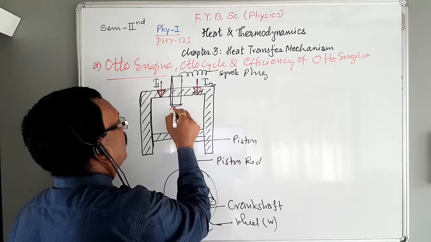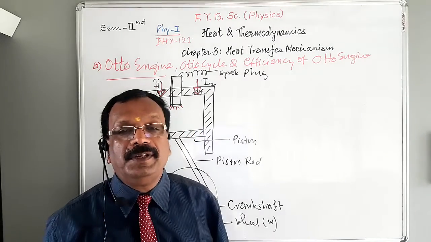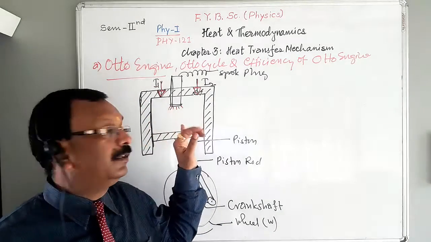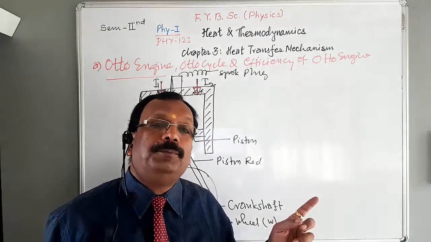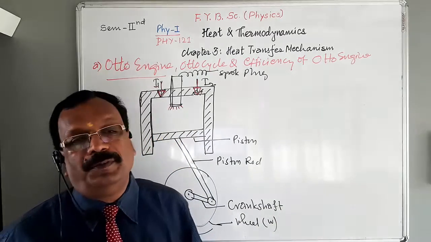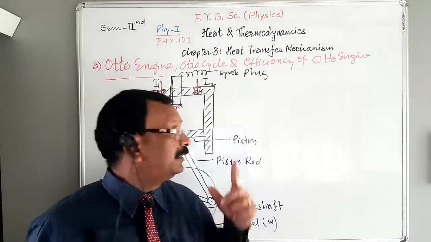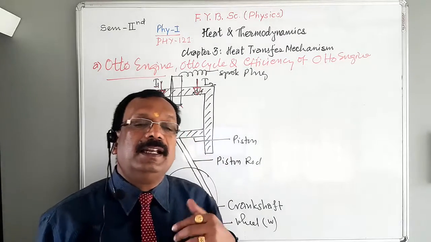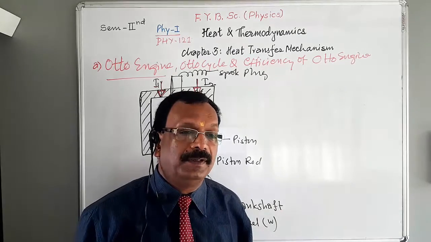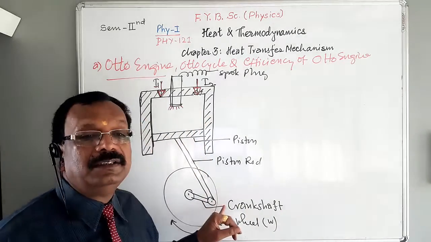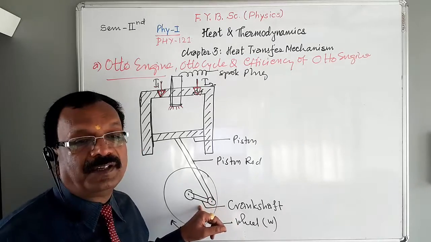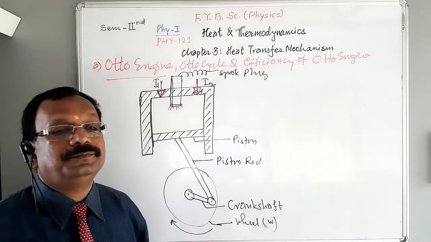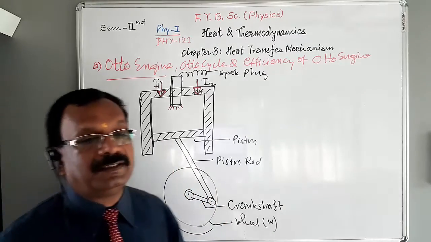There is also a spark plug which produces a spark of high voltage to ignite the mixture of pure air and petrol. When the spark is produced, obviously the mixture inside the cylinder burns and work is done. The piston rod is connected to the crankshaft, which is then connected to this wheel. Okay, this is a very simple construction.